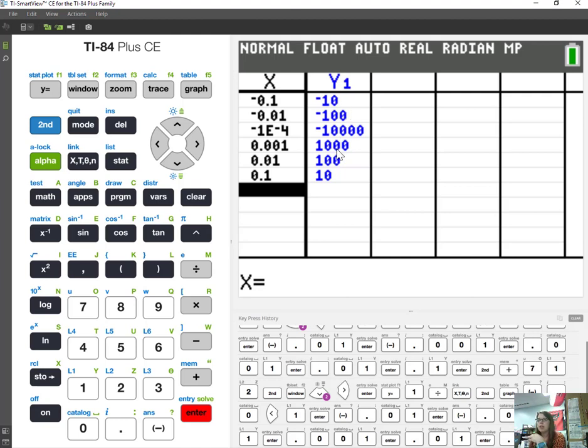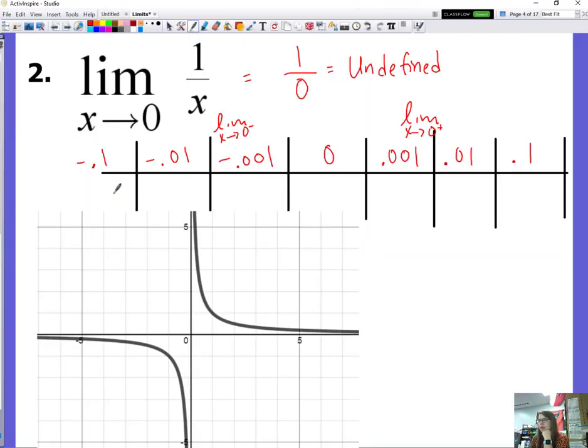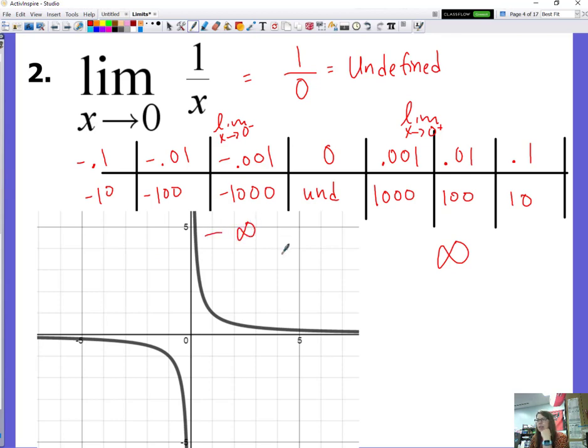So these numbers are getting really, really small in the negative direction. And so what's happening here, if we go back, we have negative 10, negative 100, negative 1,000. This one is undefined. This is positive 1,000. This is positive 100, and this is positive 10. So as we approach from the right, it's getting bigger and bigger, which would be positive infinity. As we approach from the left, it's getting negative, negative, negative, and that's negative infinity because it's getting bigger and bigger and bigger.